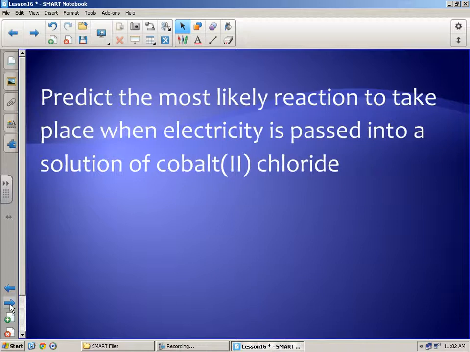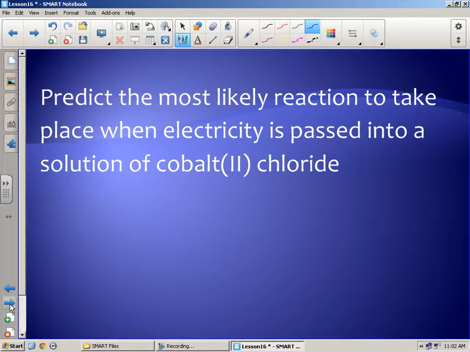Okay, so let's get you to write out this one here. I'll give you a few seconds. You can pick out some stuff for this reaction: the most likely reaction to take place when electricity is passed into a solution of cobalt-2 chloride.